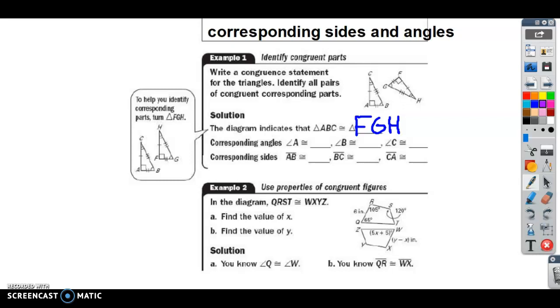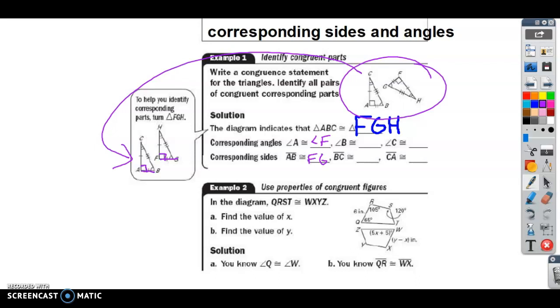So for example, if you've got two figures in your diagram and one's rotated, sometimes it's easier to redraw one of them to be facing the same direction as the other one. That way it's easy to identify angle A is congruent to angle F. And corresponding side, side AB is congruent to side, now you have to write FG.